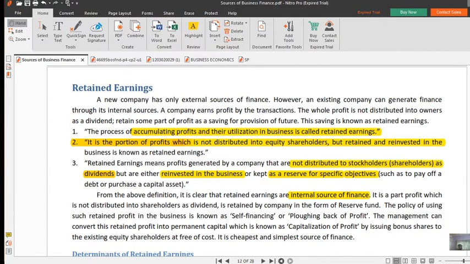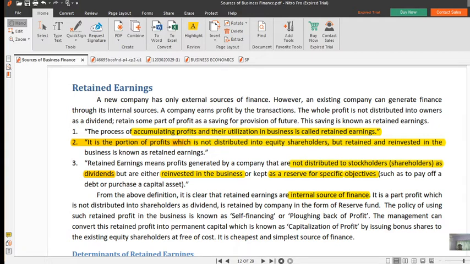After making analysis of these three definitions, we say that retained earning is an internal source of finance. It is a part of profit which is not distributed among equity shareholders as a dividend. The policy of using such retained profit in the business is known as self-financing or plugging back of profit. The management can convert this retained profit into permanent capital.